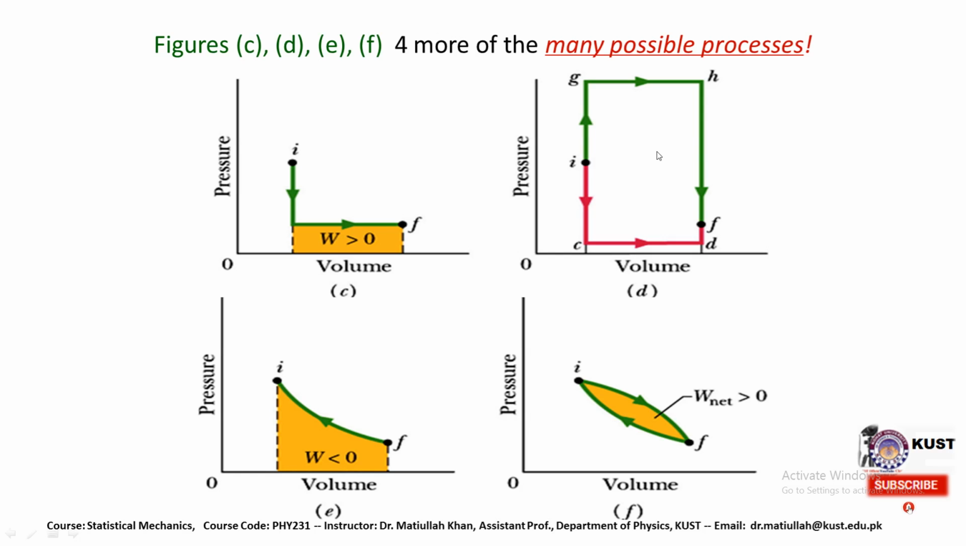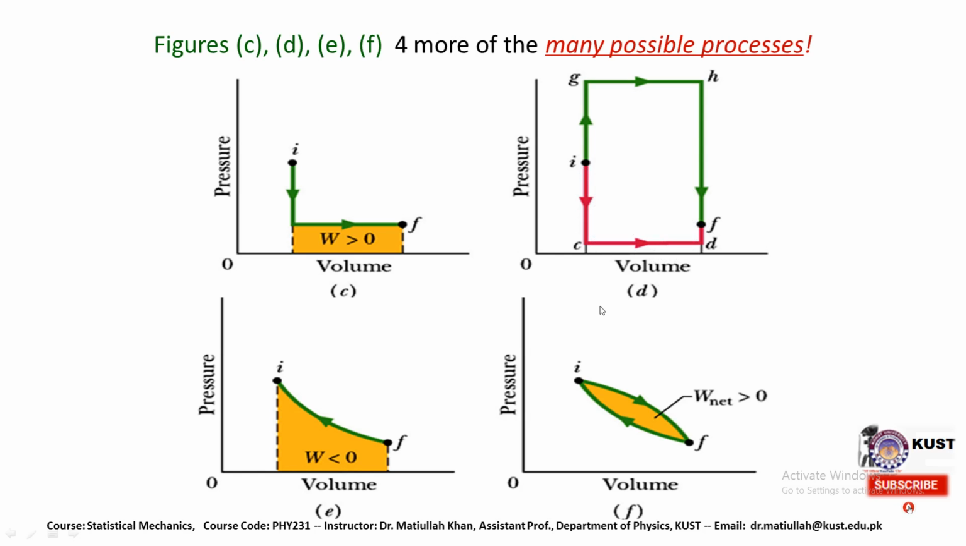Let's come toward this case. We are moving the system from I to F, from initial to final position. One is this path, G, H, F. The system is moved through this path here, here, here, and the other is this path. We can move the system from C, D, F. This is another path for this particular system.